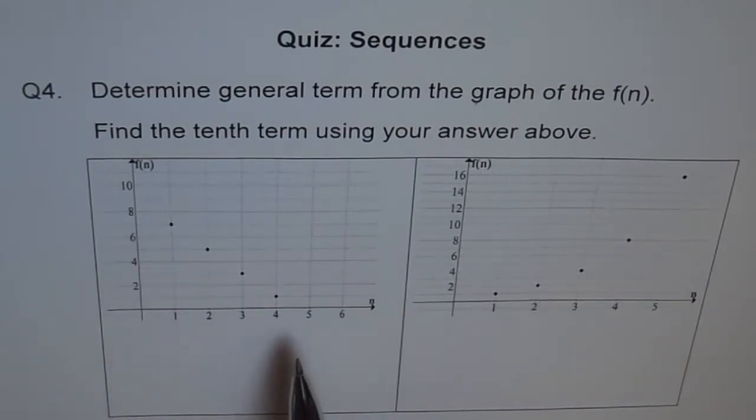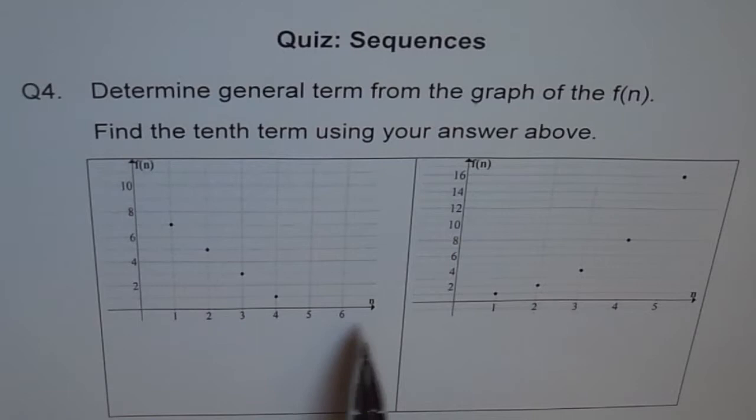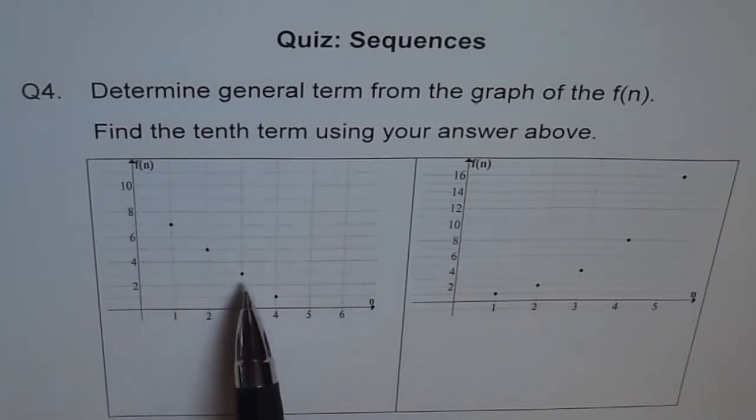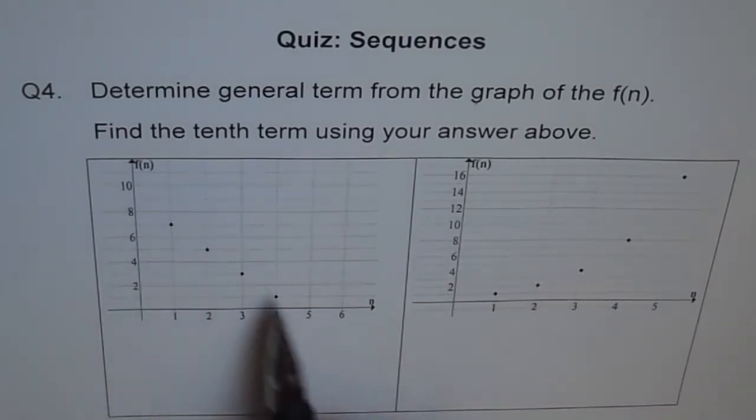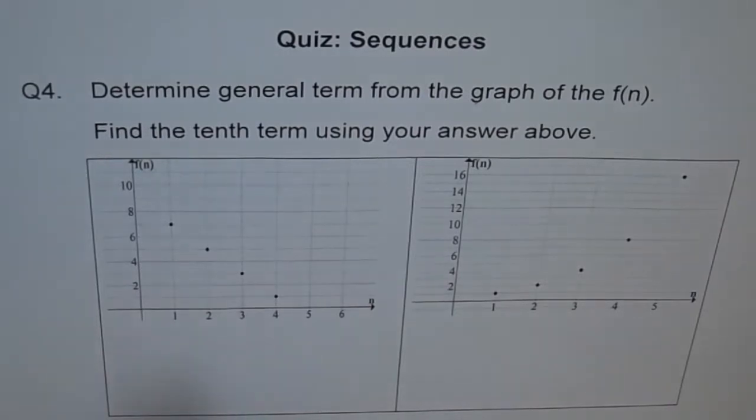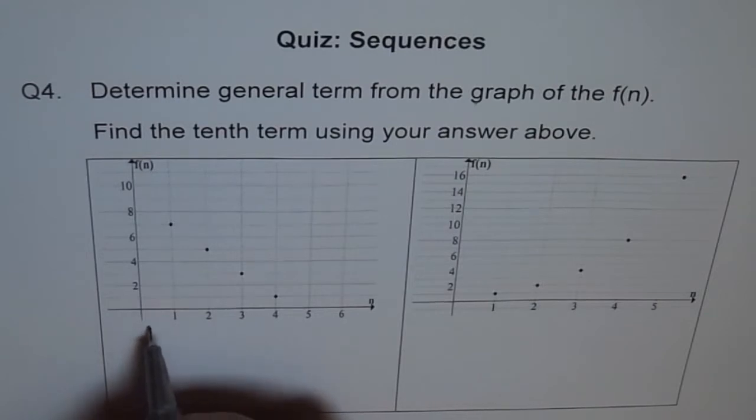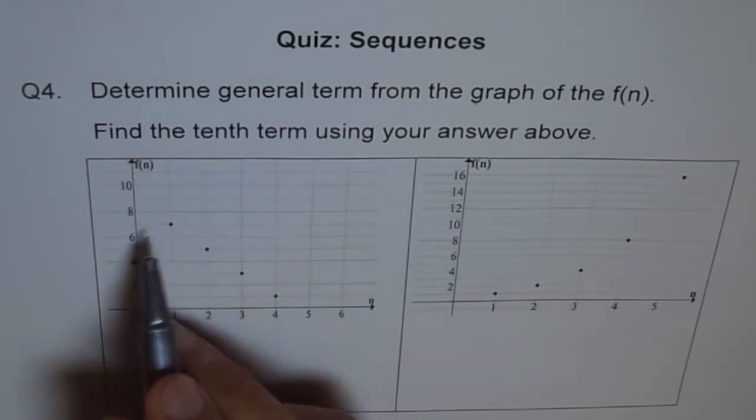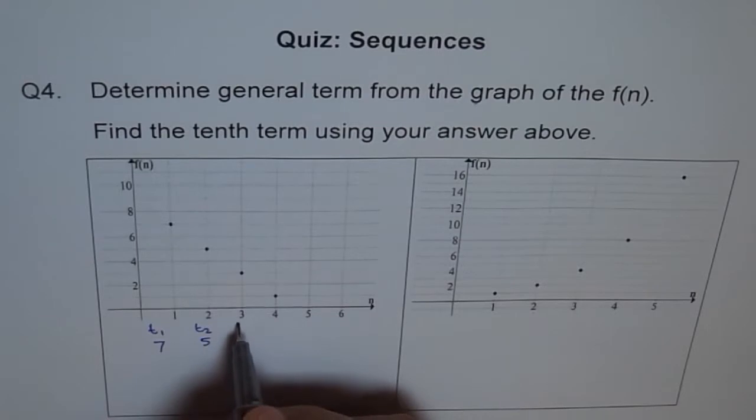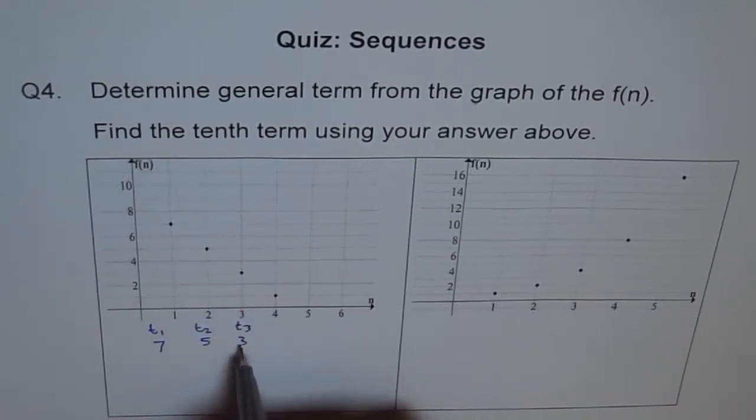Here's the graph. Have a close look at the graph. It says f of n, and the numbers are 1, 2, 3, 4, and the values are 7, and then 5, 3, 1. It's a straight line, an easy equation to write, but the idea is to understand how to write an equation from a graph. So the first step is to write down all the terms. T1 is 7, T2 is 5, T3 is 3, T4 is 1. That is the first step.